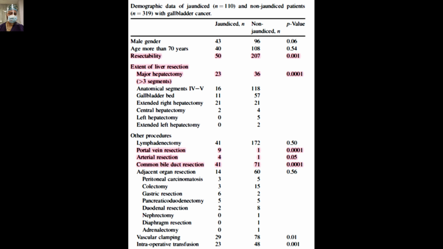The resectability rate was significantly lower in the jaundice patients, and it required major surgery like major hepatectomy, which was significant. Again, portal vein resection, arterial resection, common bile duct resection. So if we interpret this data, that means these patients require a major surgery that may involve major hepatectomy, more than 3 segments, or arterial and vein resection, and so that leads to increased mortality and morbidity. But when resected, the overall survival is better than if not resected.